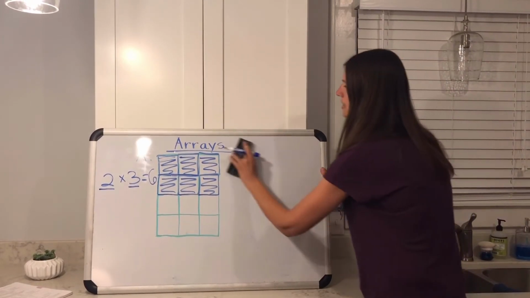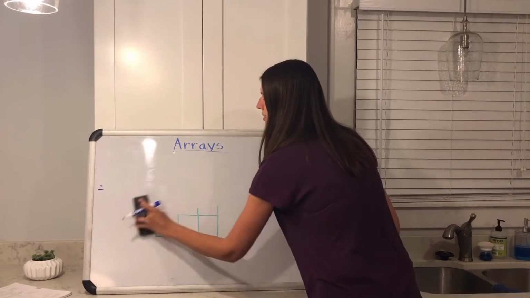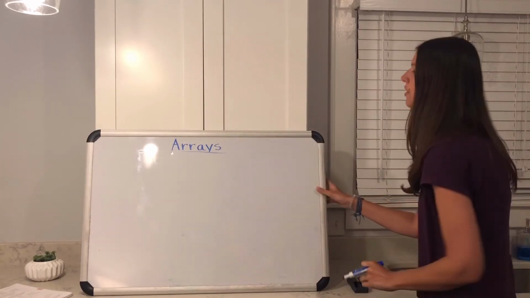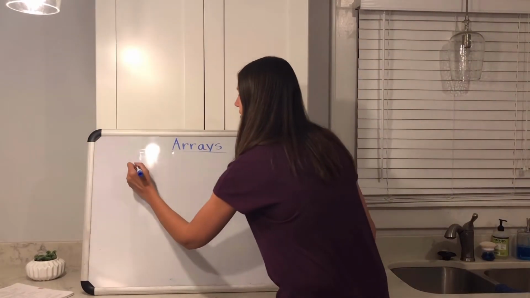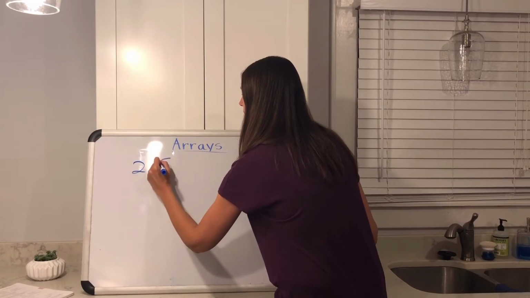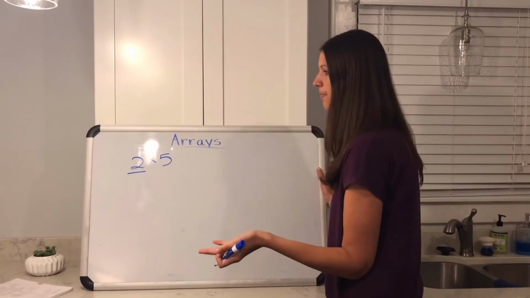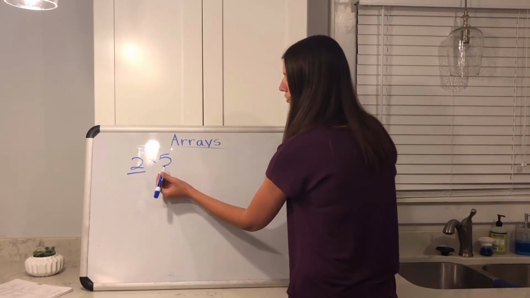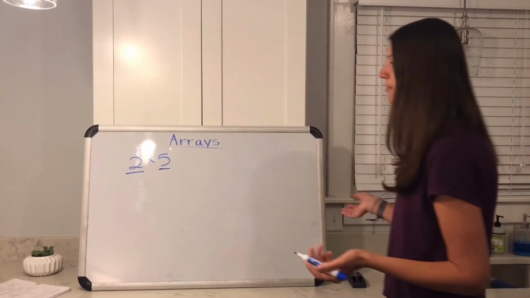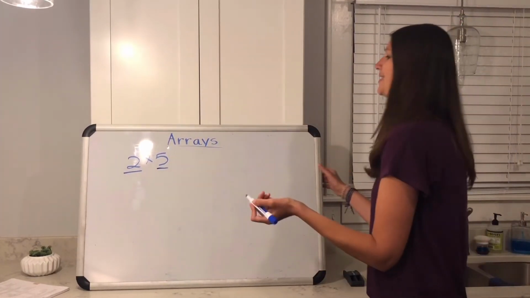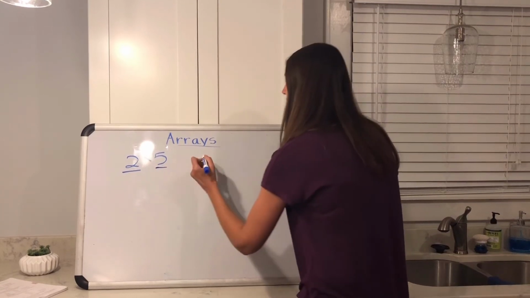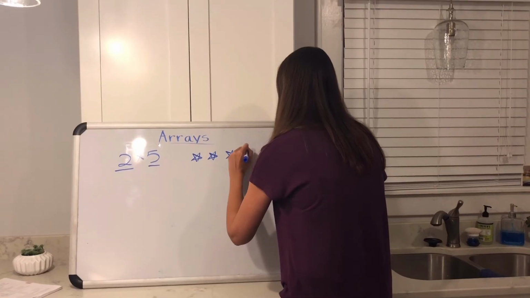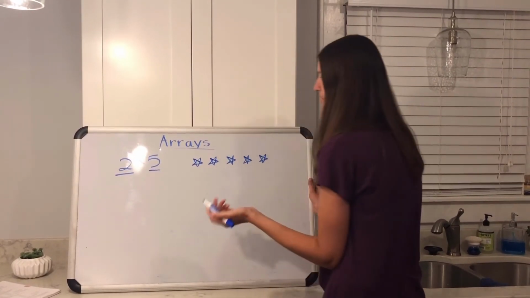is on today's lesson, we've only used squares, but arrays don't always just have squares. So let's say I have a problem that says 2 times 5. My first number is always going to tell me the amount of rows. I know that I have 2 rows. The second number shows me how many are in each row. I have 5 in each row. So I can make an array with really any shape. So let's say I want to use stars, 2 rows of 5. I can make my first row 1, 2, 3, 4, 5, and then I'm going to make my second row.